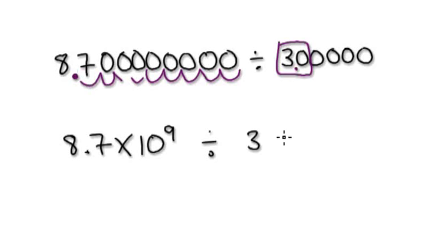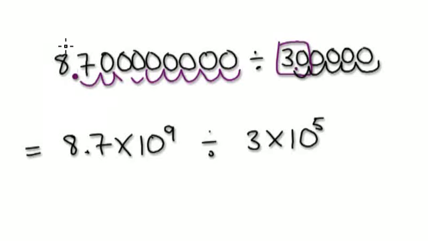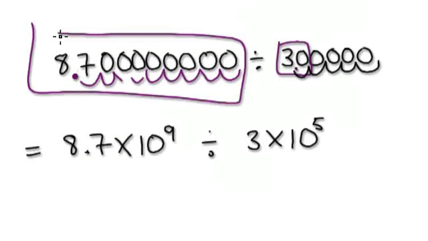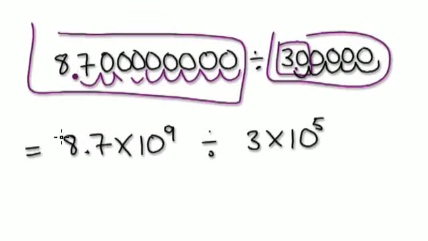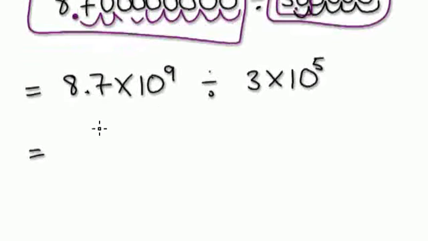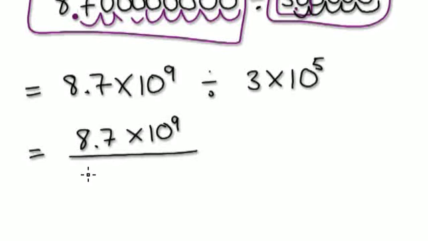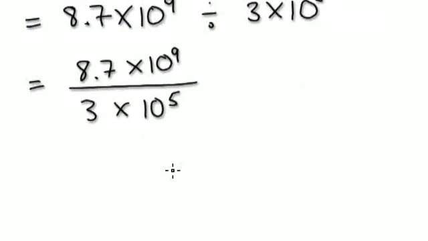So that's just a 3. 3 times 10. Well, it was 1, 2, 3, 4, 5 times 10 to the power 5. Okay. So you doing this is the same as you doing the bottom part here. So let's rewrite it. So it's 8.7 times 10 to the power of 9 divided by 3 times 10 to the power of 5. Okay.